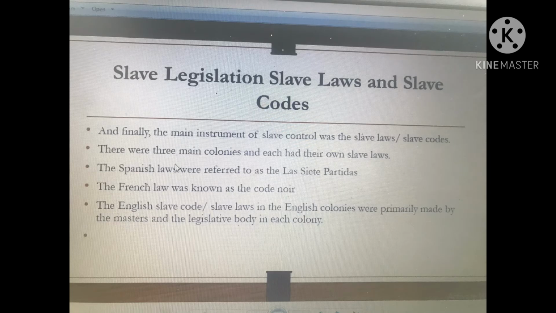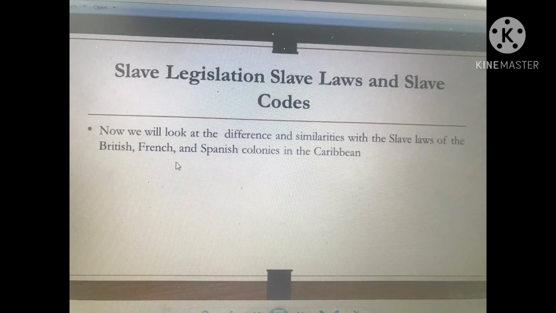We will now look at the similarities and the differences between the British, the French, and the Spanish colonies in the Caribbean. And as we compare them, we'll compare them from the following categories: the origin of the laws, how the laws treated marriage, how they treated religion, how they treated manumission, what kind of provision was made for the slaves under the law, the judicial rights of the slaves, and also how the slaves were viewed under each of the laws.